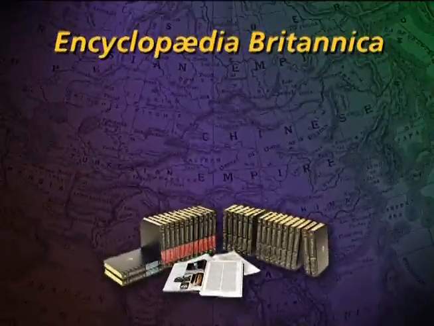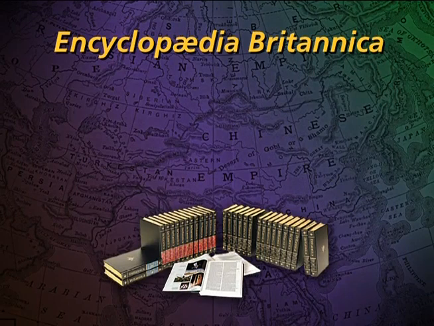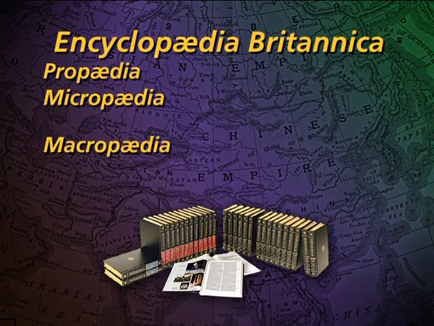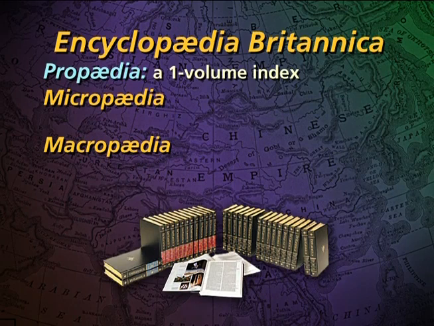But what you need to know about the Encyclopedia Britannica is that it's really divided into three parts. We're talking now about the current 15th edition, which is the one you're likely to find in any library. The three parts of the Encyclopedia Britannica are called the Propaedia, the Micropaedia, and the Macropaedia. What do these mean? Well, the Propaedia is a one-volume index to all the rest of the Encyclopedia Britannica, and as we'll see, it's a good place to start your reading.